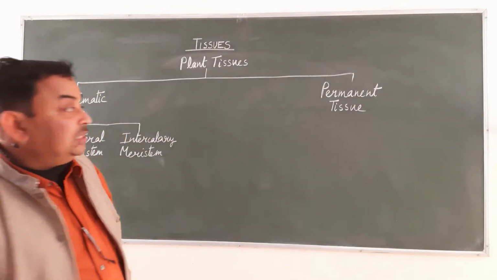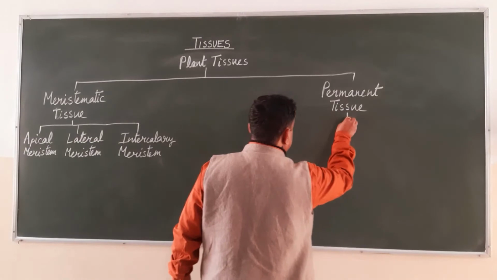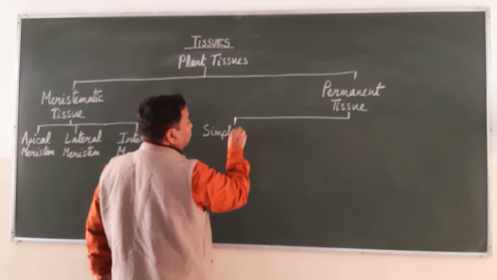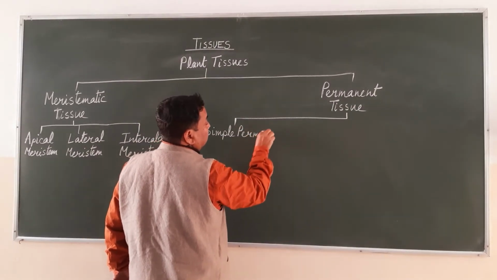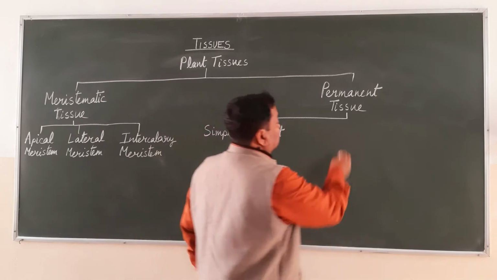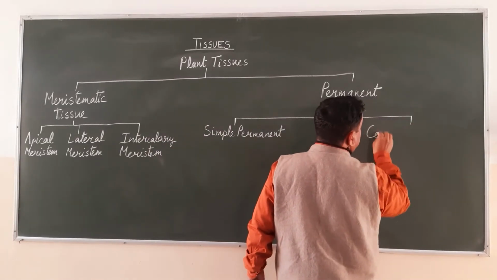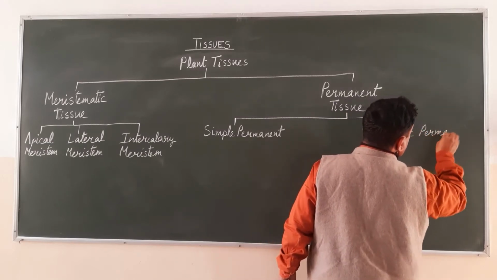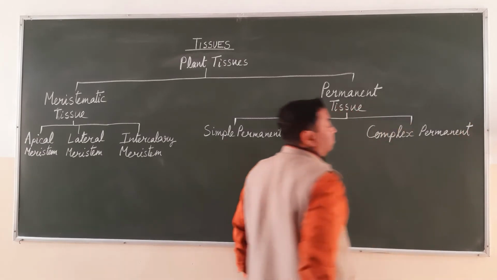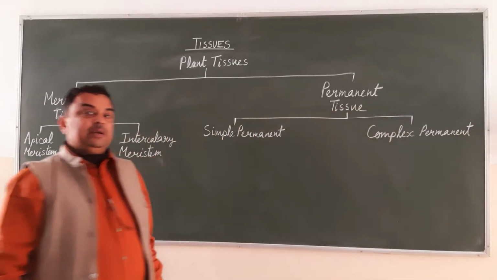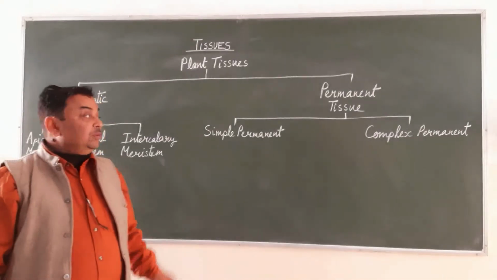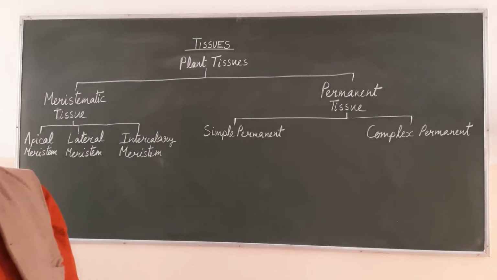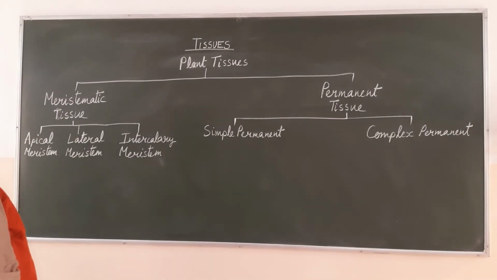Now permanent tissue is classified into two categories. One is simple permanent and another one is complex permanent. Simple permanent and complex permanent. Okay, now if we see the simple permanent tissue, it is again categorized into three important categories.